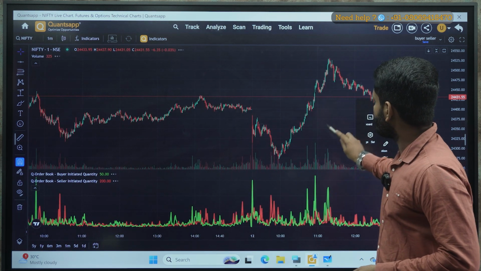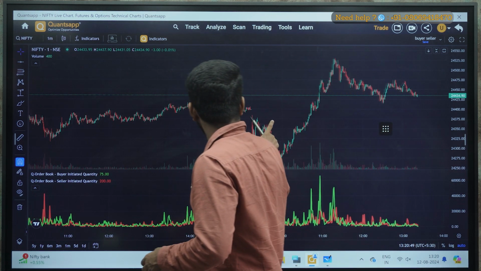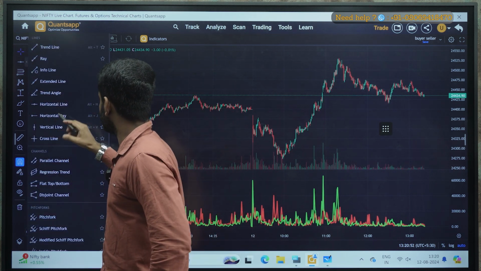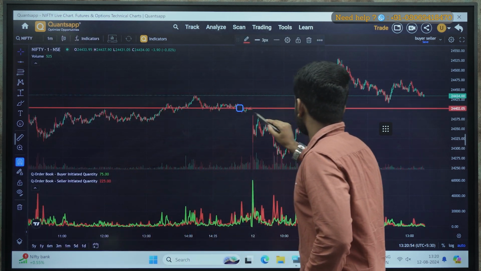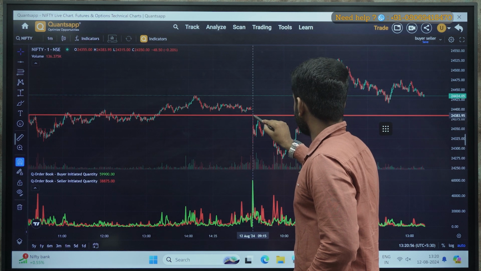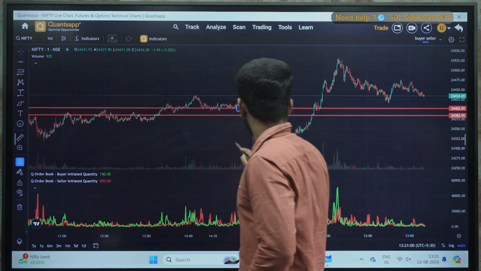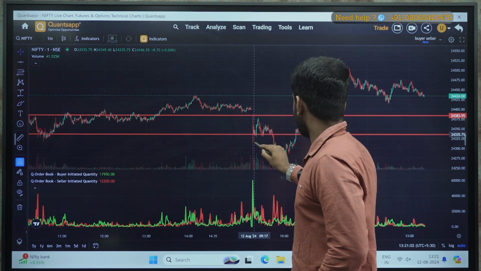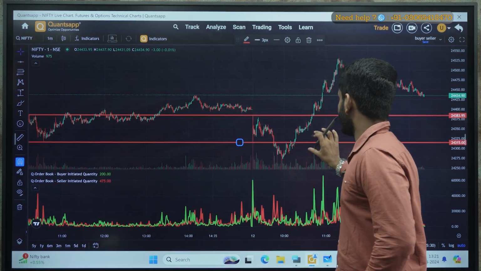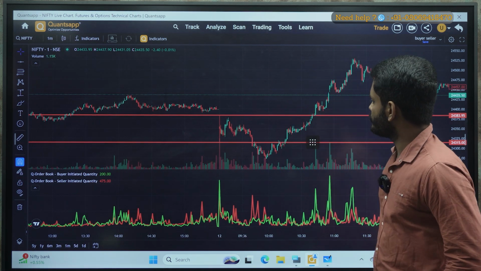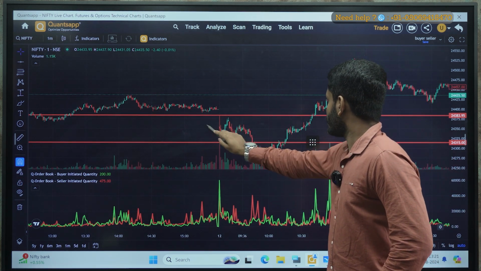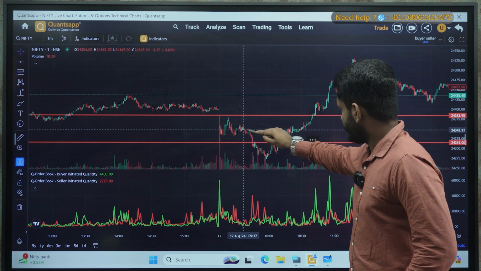So now let's talk about Nifty. Okay, so again the same strategy. Let me mark this horizontal line. Okay, so this was the opening candle's high and this was the opening candle's low, correct? So after consolidation, if you see here, I got a breakdown, but let me check the timing.